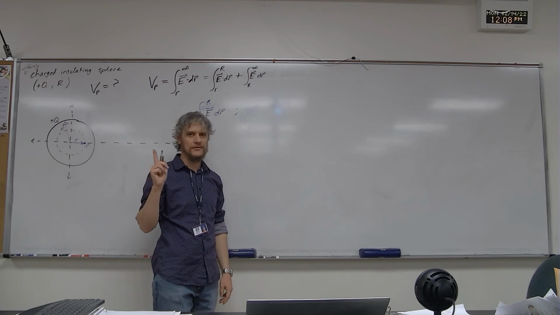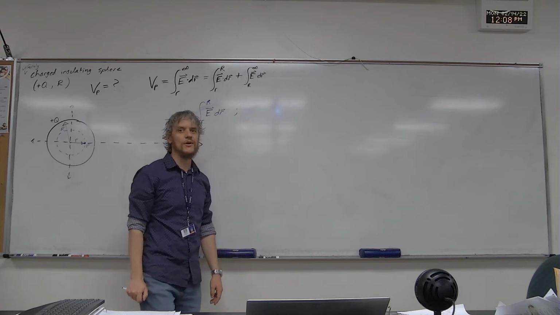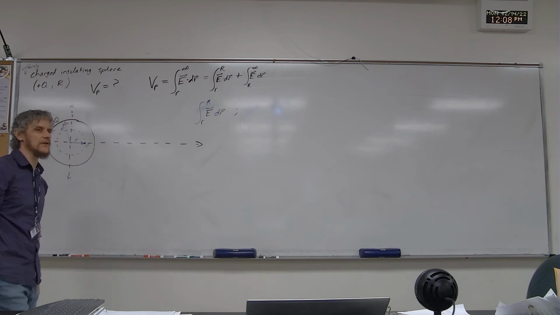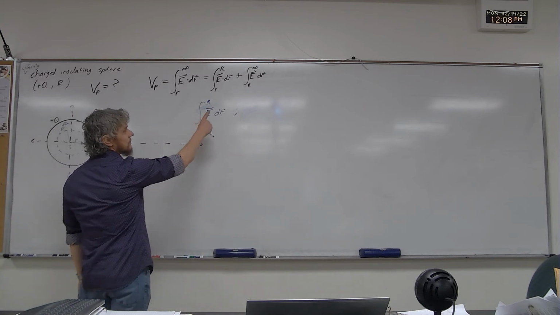KQ over R squared. KQ over R is potential. KQ over R squared is electric field. Remember, field and force are related, so they're over R squared. Potential and potential energy are related, they're over R. Okay? So, we know it out there.